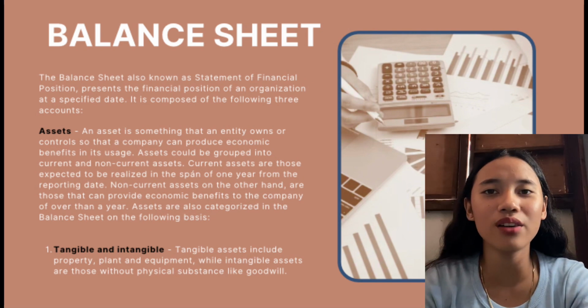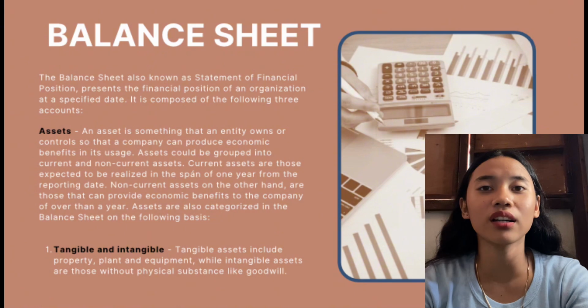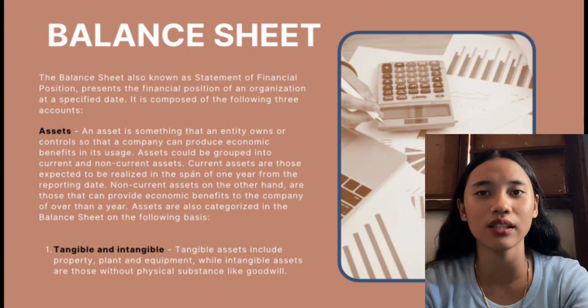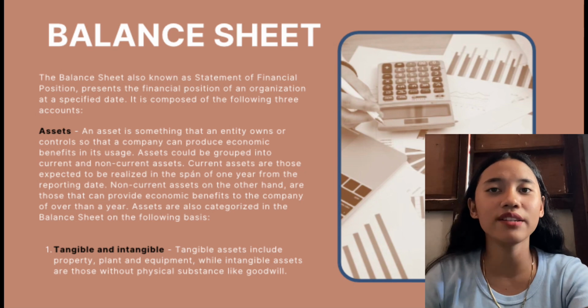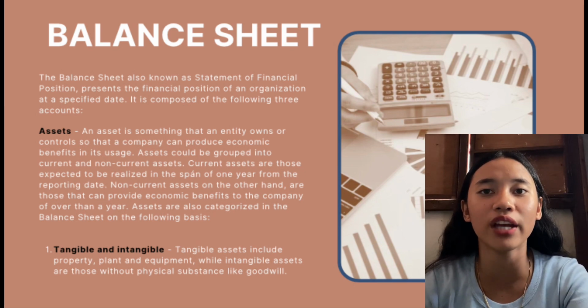So let's break down each component. As I've said earlier, assets are what your business owns. Assets are categorized into current assets, things that can be easily converted to cash within 1 year, and non-current assets, things that can benefit the business for more than a year.